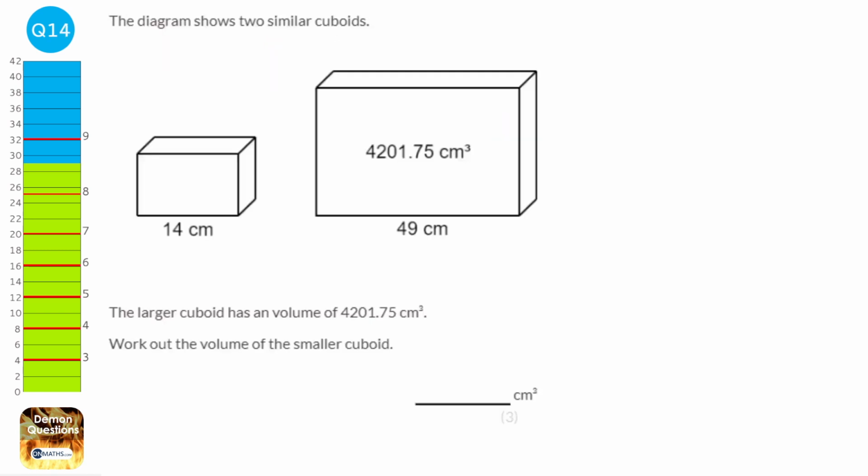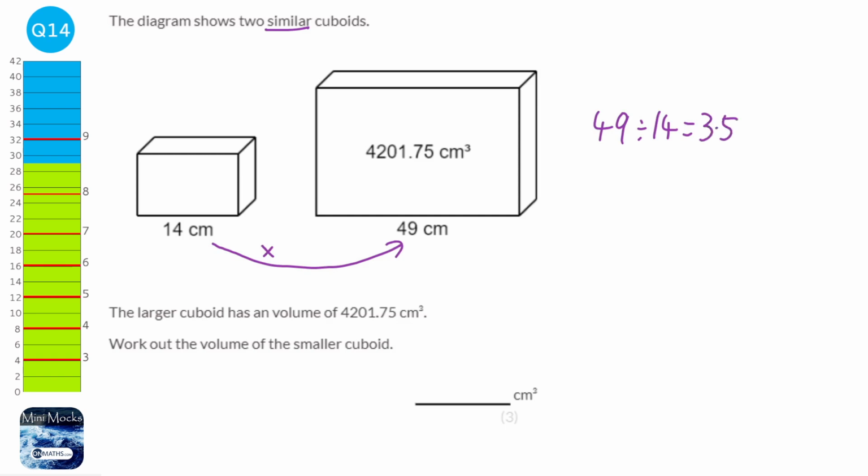So we're told that the two cuboids are similar, which means we can use a scale factor, and we can work out the linear scale factor straight away to find out what we times the 14 by to get to the 49. We're going to do 49 divided by 14, big one divided by small one, and that gives us 3.5. So we times it by 3.5. So 14 times 3.5 is 49. But that is the linear scale factor.